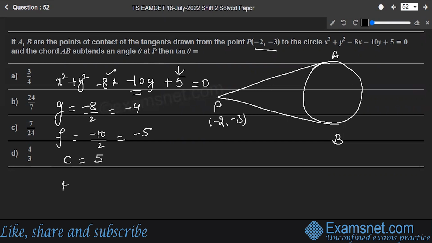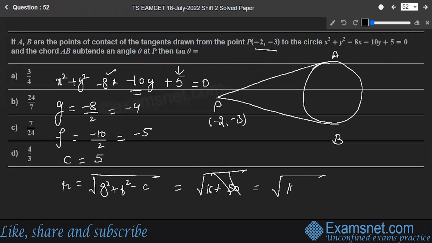So you know the formula for the radius. It is given by root of g square plus f square minus c, that is equal to 16 plus 25 minus 5... sorry, this is equal to 16 plus 25 minus 5, that is equal to 36.